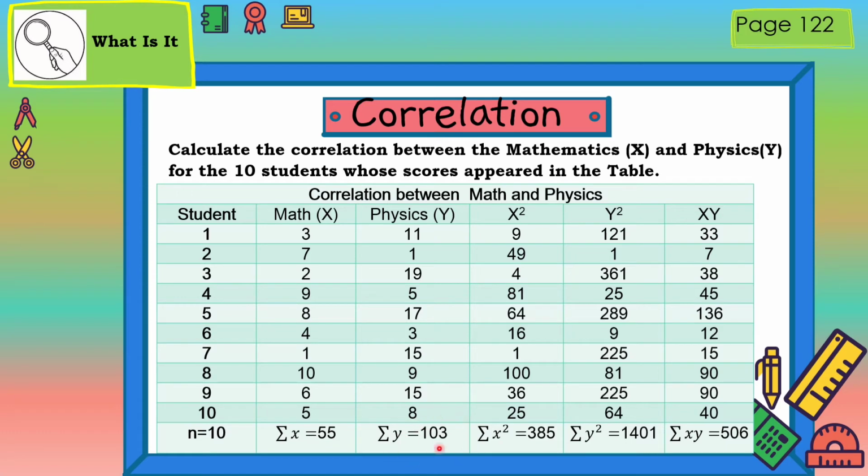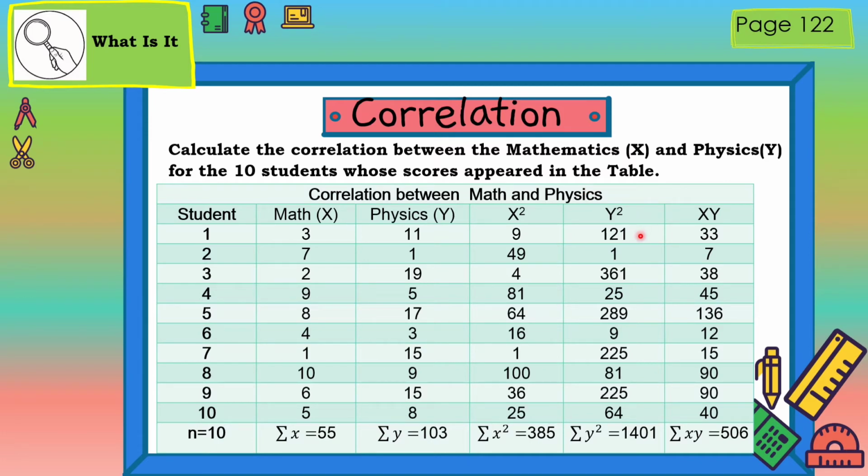So we are going to complete the X squared column. For 9, we get that from the column of X, that is 3 squared. Next, 49 is from 7, because 7 squared is 49, and so on. So the summation of X squared is 385.